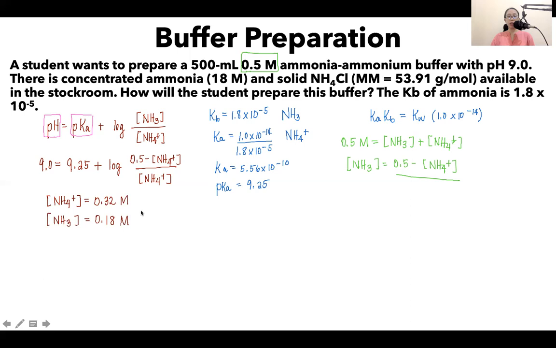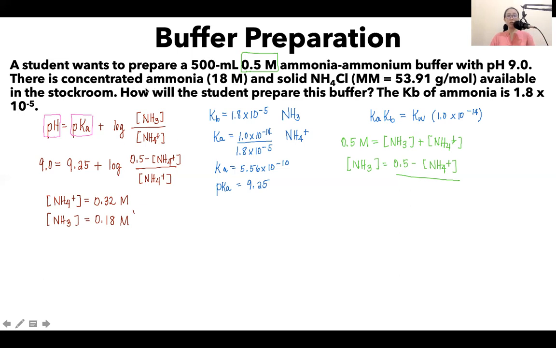But we are not yet finished with this because we are asked to describe how the buffer is prepared. So how do we do this? We need to determine how much of the reagents we need to mix to get the buffer that the student wants. Let's start with ammonia. In the buffer, we need 0.18 molar, and our available reagent is the concentrated ammonia, which is 18 molar. We need 500 ml of the buffer. In this 500 ml of buffer, the concentration of ammonia must be 0.18 molar.